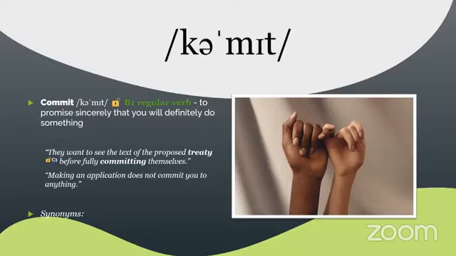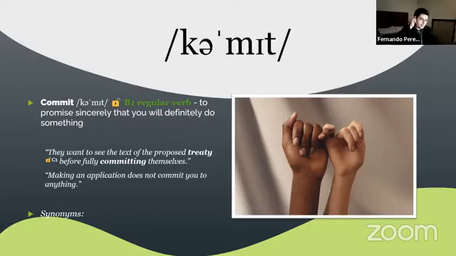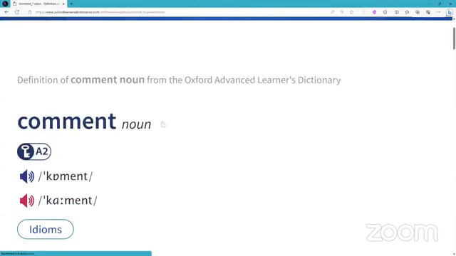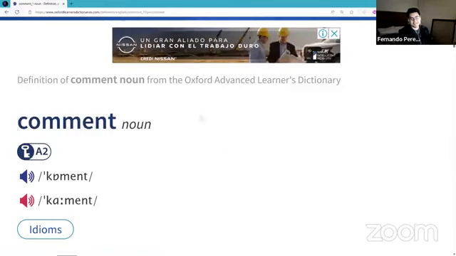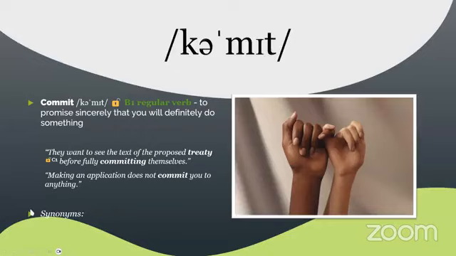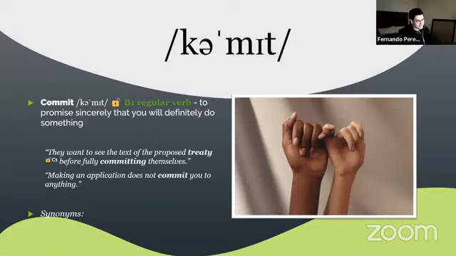Making an application does not commit you to anything. The problem is that it sounds like comment. To comment is a different word. Exactly, it's a different word. You need to eliminate the N. Commit. Exactly. One more time. Making an application does not commit you to anything. It's not comment. Commit. No N. Eliminate the N. Commit.